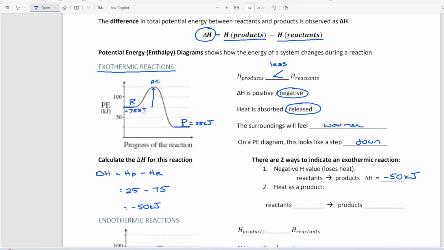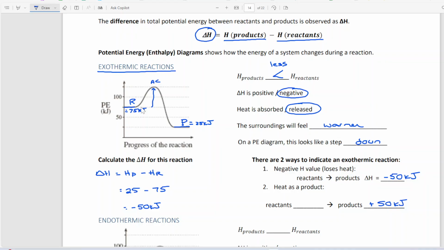The other way of showing this is actually to include the heat as a reactant or a product. Now, because heat is released, you would include it as a product, and you'd be adding 50 kilojoules of heat to the product side, showing that that 50 kilojoules was released. So when you're putting it as a product, you put plus 50 kilojoules, but if you're writing it as delta H, you would put negative 50 kilojoules.